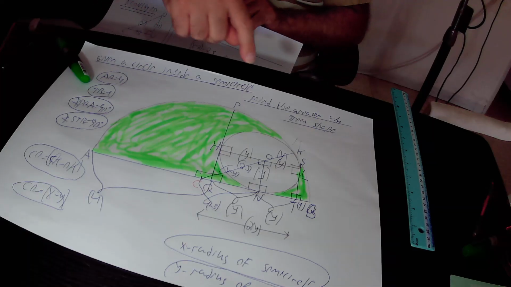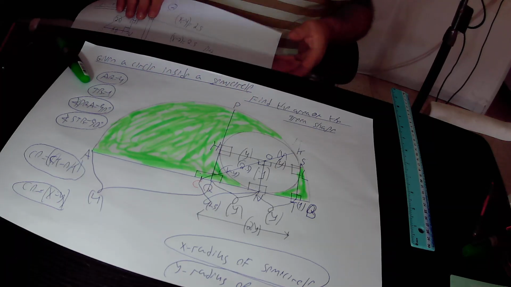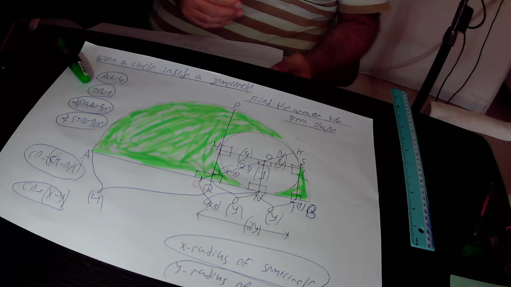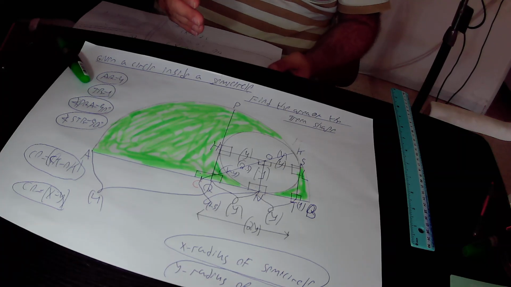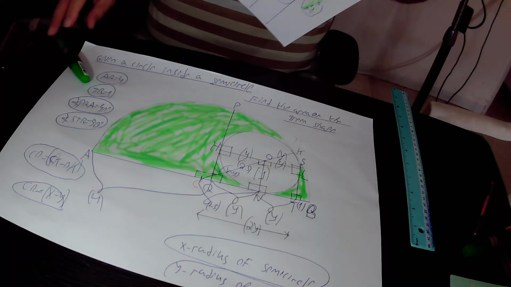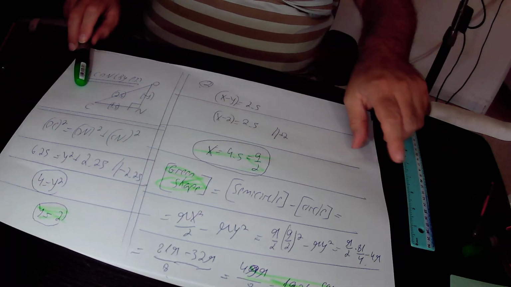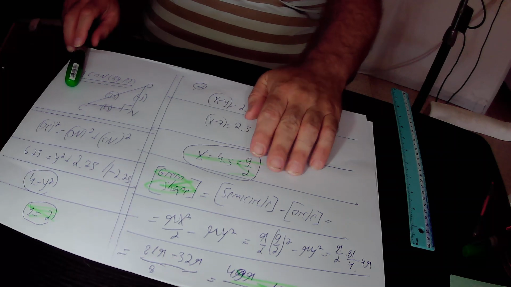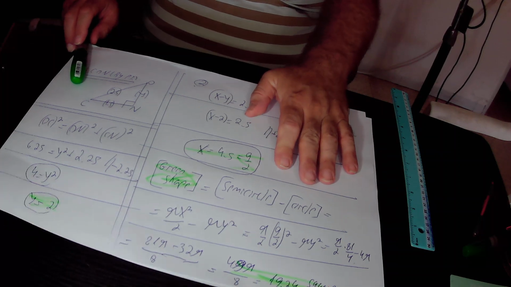Our task is to find out the area of this green shape. So what is the area of the green shape? From the drawing it is very easy to see that the area of the green shape in total equals the area of the big semicircle minus the area of the small circle.